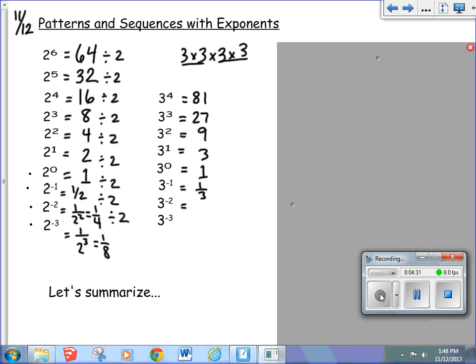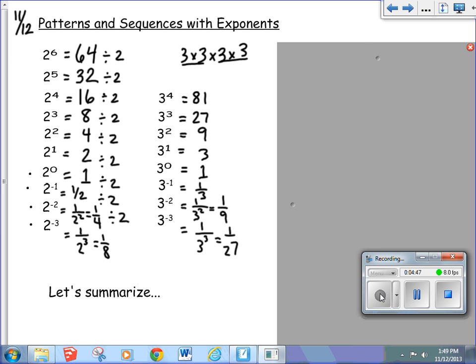3 to the negative 2 is 1 with 2 factors of 3 in the denominator, or 1/9. And 3 to the negative 3rd is the same as 1 with 3 factors of 3 in the denominator, or 1 over 27.